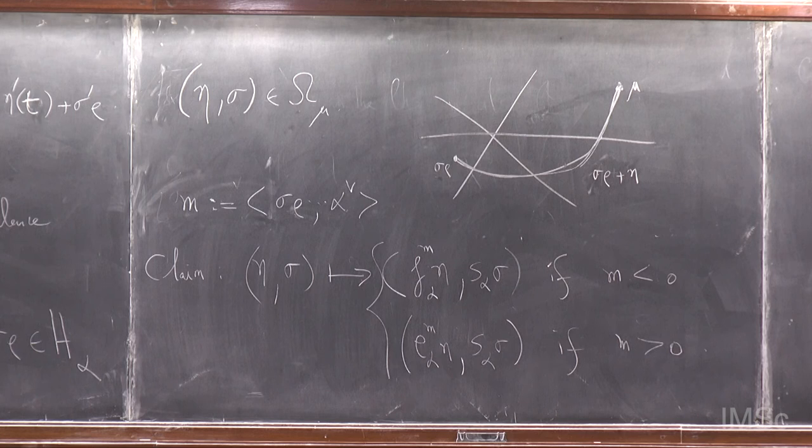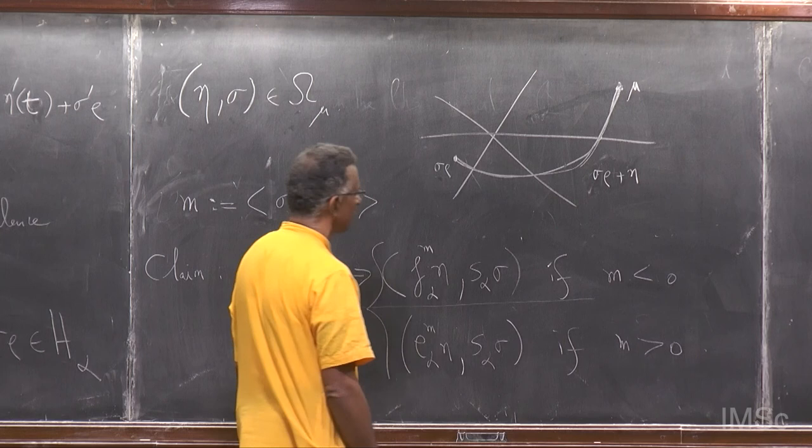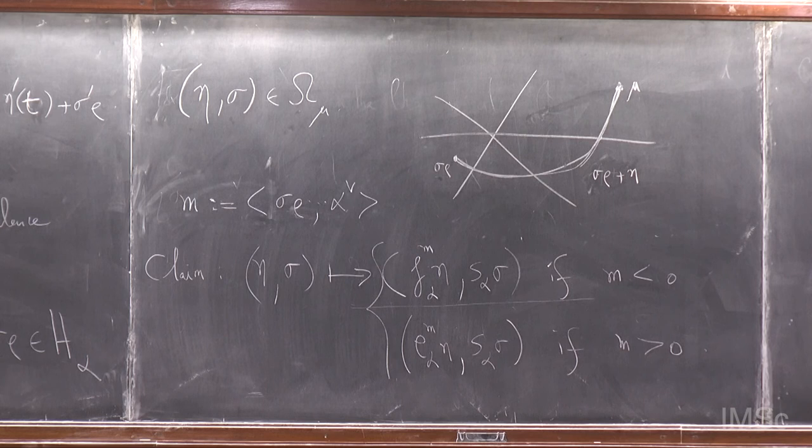So this is the operation, the claim. Let us leave that partly as homework, and partly we will do it in the tutorial or work it out next time, first thing. So this defines this involution, and so you're done. That's the end of the proof. We've reduced this to this situation.